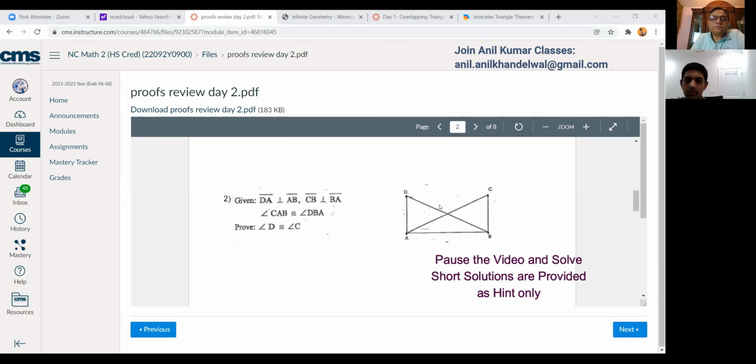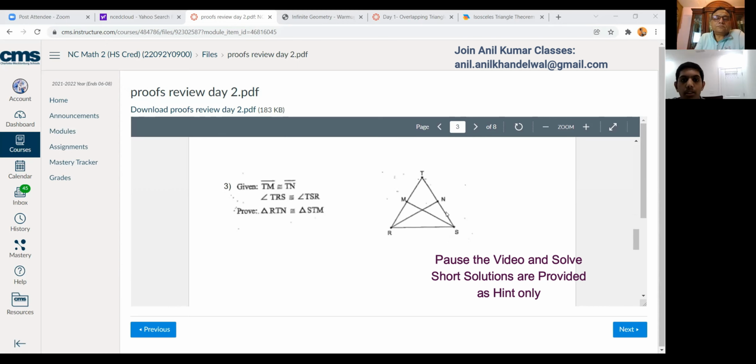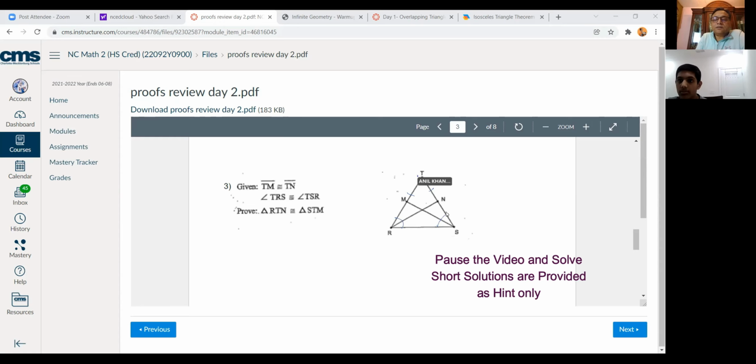Next question. Given segment TM is congruent to segment TN, angle TRS is congruent to angle TSR. Prove that triangle RTN is congruent to triangle STM. RTN, the smaller triangle, right? Is congruent to STM. So we are given that these two base angles are equal.